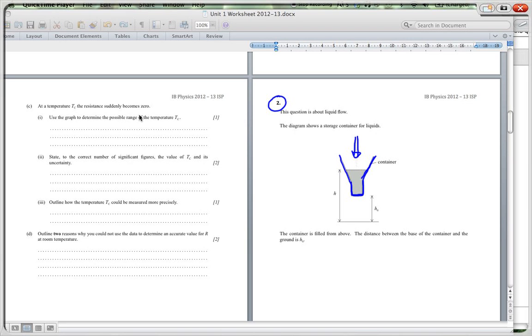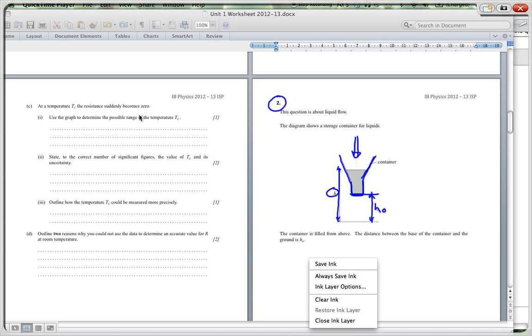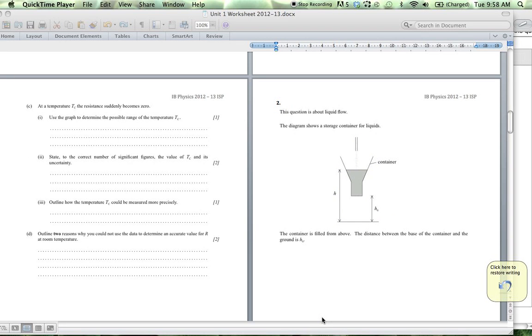The distance between the base of the container and the ground is h0. So you got your container there, there's your h0 there. And we have our height there. And obviously your height is going to increase as the amount of liquid increases. So let's go to the questions then.